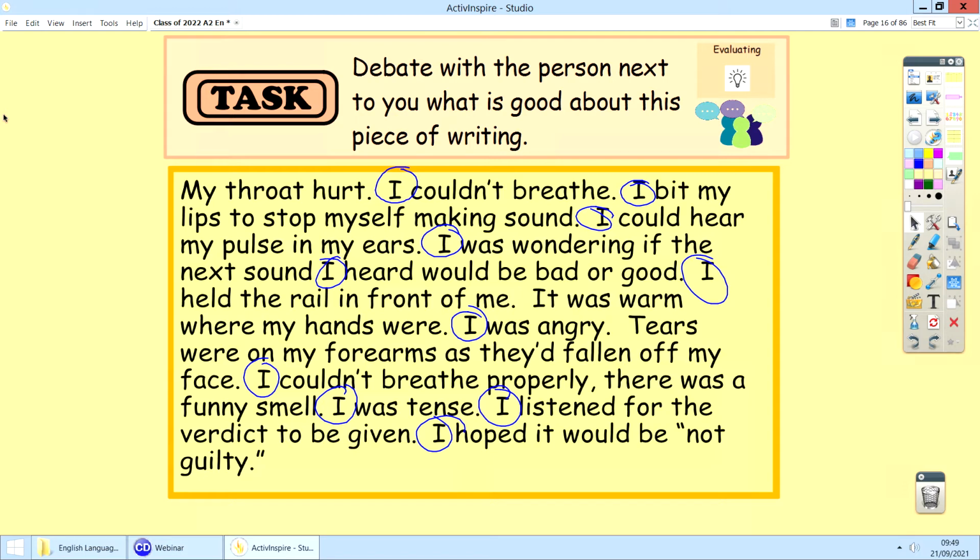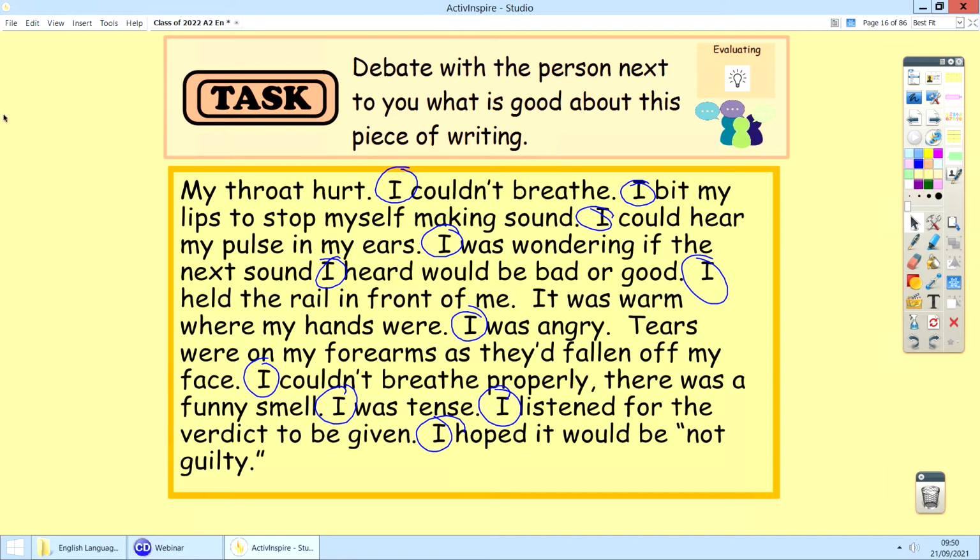Now, a lot of people didn't say there was much good about this. They said, okay, fallen off my face is a bit of alliteration maybe. And they said, okay, yeah, it's all right. But there's far too many I's, far too many short sentences, and it doesn't flow. In fact, the class slated this, and quite rightly too, because it isn't great writing.